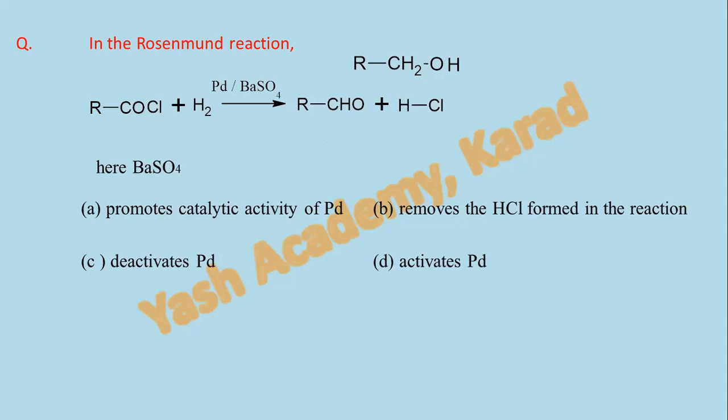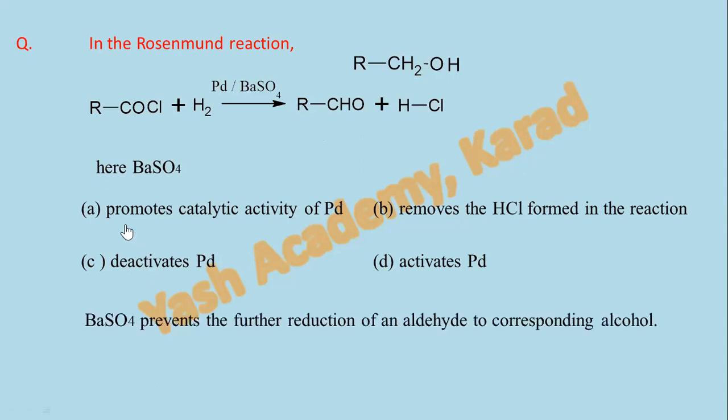So the correct option of this reaction is C. Barium sulfate prevents the further reduction of an aldehyde to the corresponding alcohol. So it deactivates the palladium. This is a very important multiple choice question based on the Rosenmund reduction reaction.